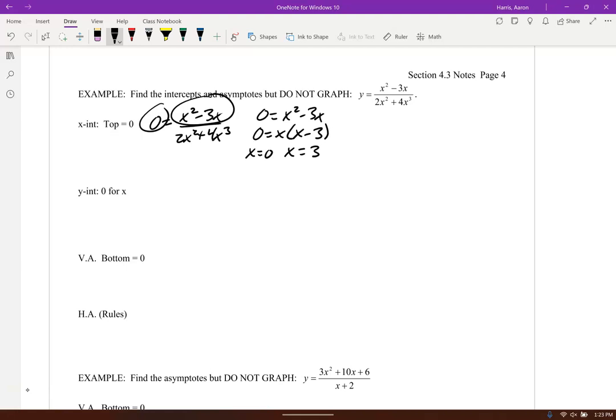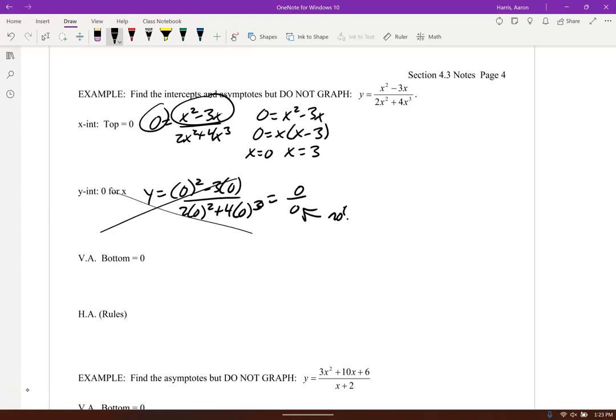Let's go ahead and find our y-intercept here by letting x be 0. Notice I got 0 over 0. We can't divide by 0. No can do. So there is no y-intercept, right? In other words, it's not hitting at 0, 0. So this point's not even part of it. It will hit at 3, 0. But it's not going to hit at 0, 0, right?